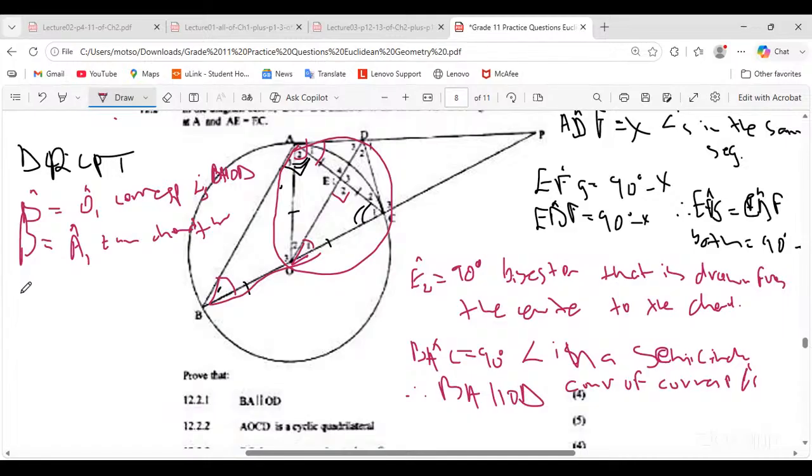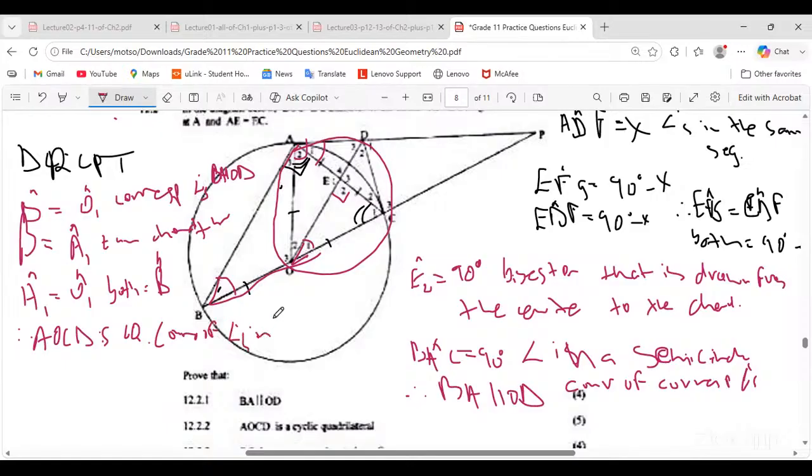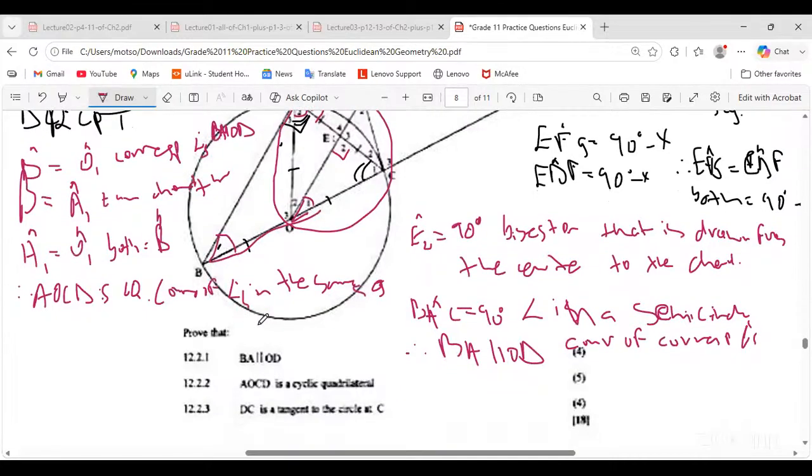Now, A1 is equal to O1. Why? Because they are both equal to angle B. Therefore, since these angles are equal, AOCD is a cyclic quad. That is the converse of angles in the same segment. Okay, we go to the next one.